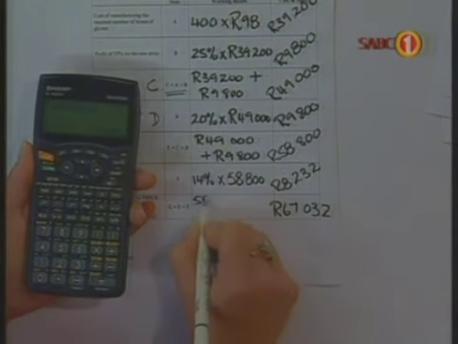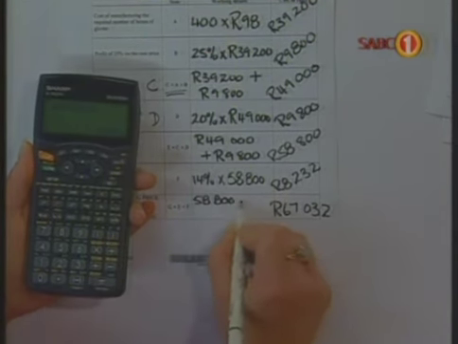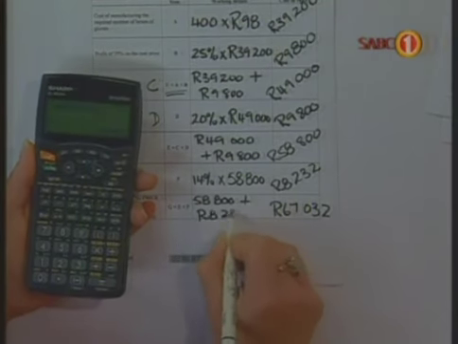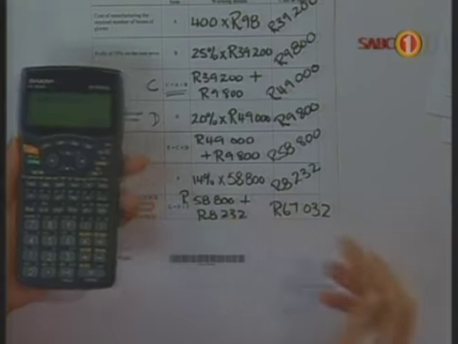Okay, here I need to put in the 58,800 added to the 8,232. Okay, so there's 12 marks. You can see it was a lot of work, and that's why it is in fact 12 marks. Okay, let's have a look at our next question.